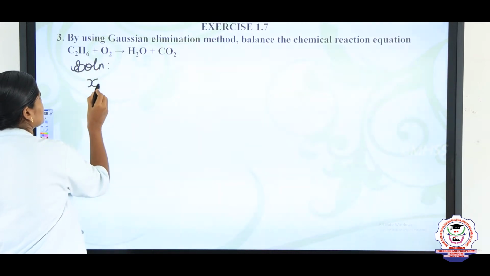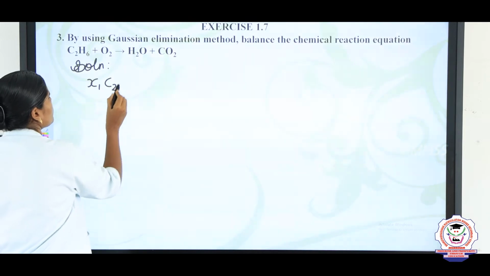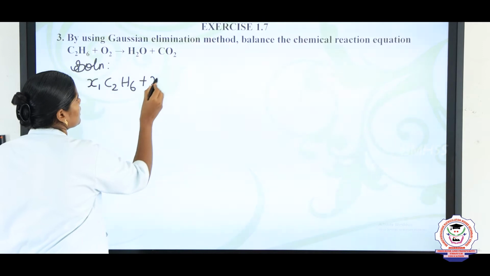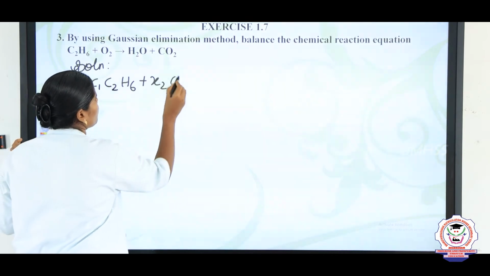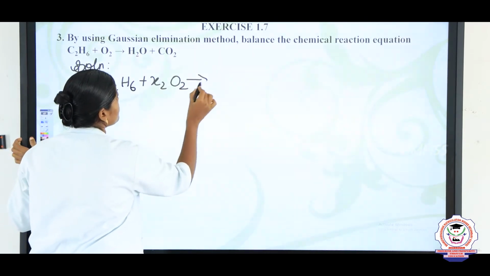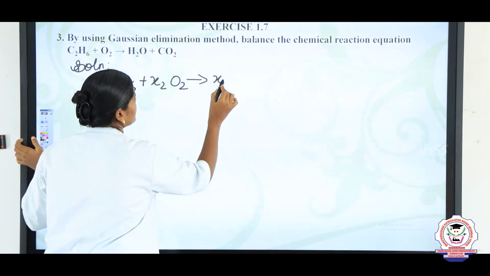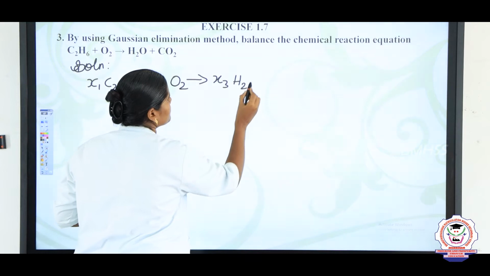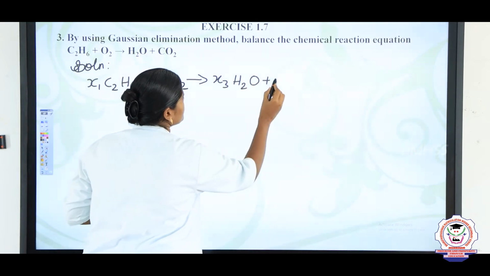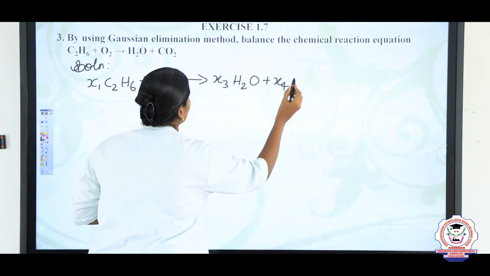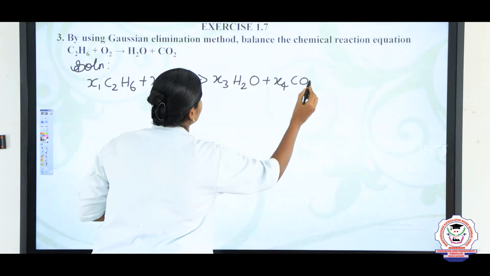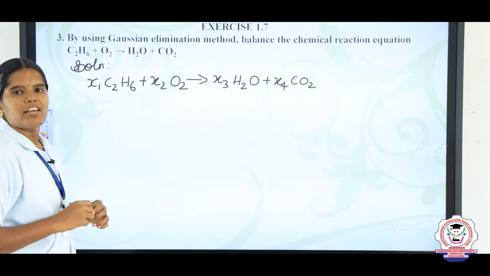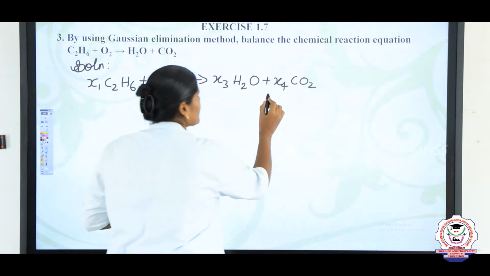x1 C2H6 plus x2 O2 gives x3 H2O plus x4 CO2. So this is the equation. Take this as the first equation.